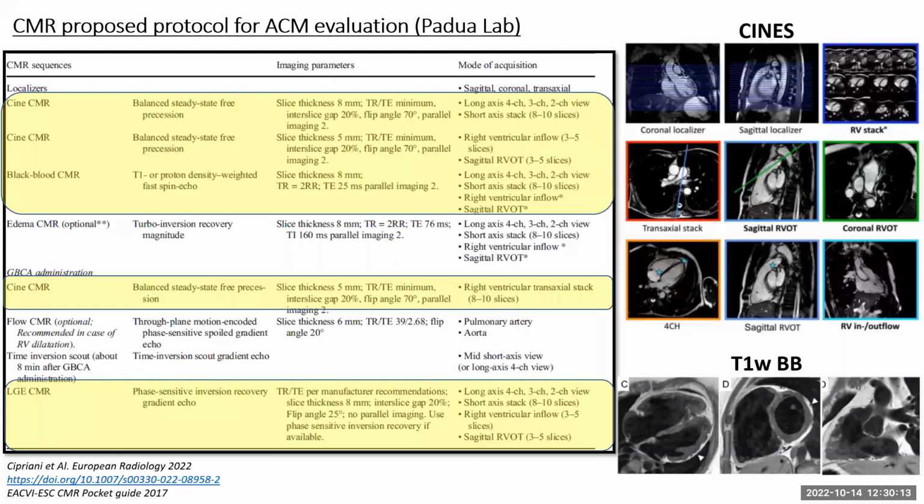So this is the recommended CMR protocol for ACM evaluation from the Padua lab. It's fundamental to use dedicated RV views with thin slices, and in difficult cases, use a transaxial cine stack for better depiction of right ventricular wall motion abnormalities. Also, it should include T1 weighted or proton density weighted acquisition to assess for fat, and of course, LGE with the same dedicated RV planes as in the cine to look for RV fibrosis too.